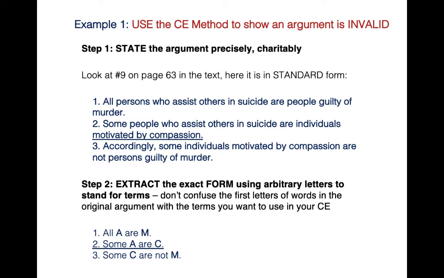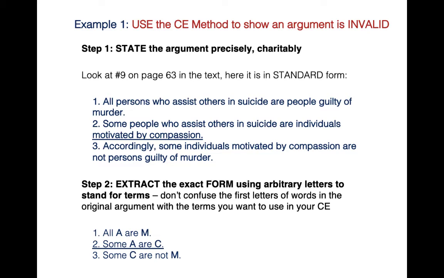Use the counterexample method to show an argument is invalid. First, step one, state the argument precisely, charitably. That is, say it in such a way that we're fair to the person that gives the argument. We don't want to overinterpret what they say. We don't want to avoid something that they probably assume simply because they don't say it.